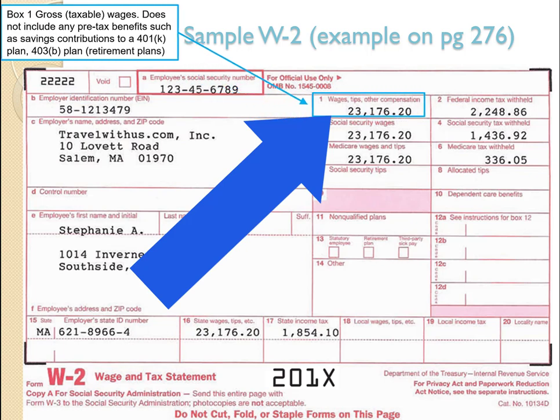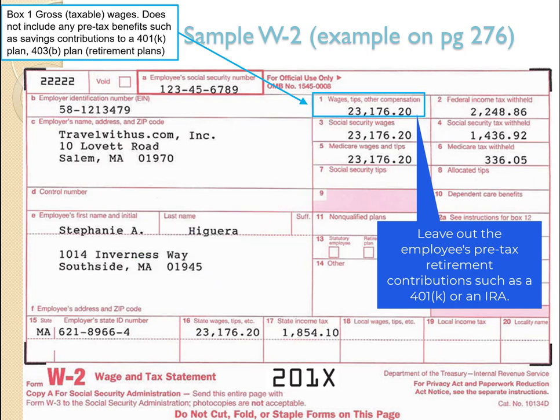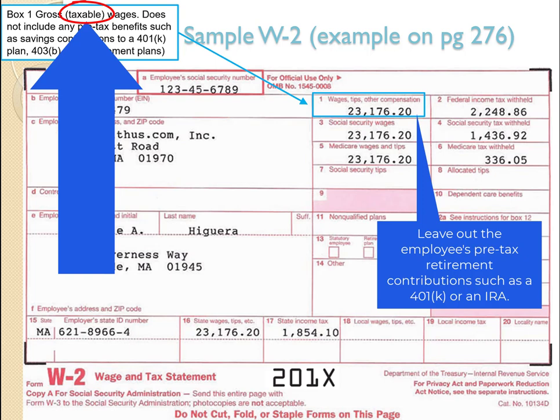Box 1 is a little bit tricky. It's gross taxable wages. It does not include any pre-tax benefits such as contributions to a 401k plan, a 403b plan, and other types of retirement plans. So what you're going to leave out of box 1, even though it's gross wages, notice it's taxable gross wages for federal income tax. Contributions to your retirement plans, such as a 401k or an IRA, are not taxable for federal income tax.